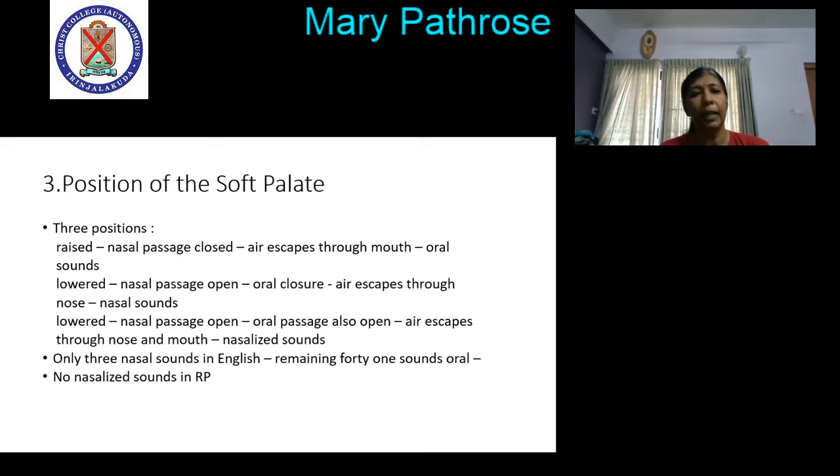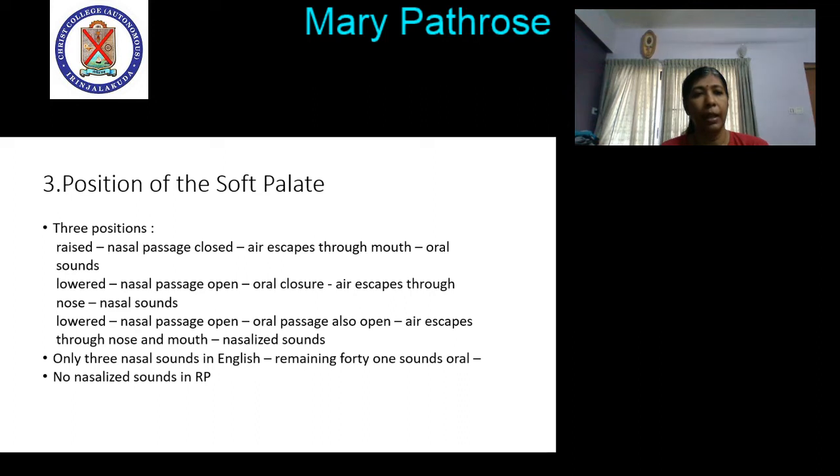The soft palate can either be raised or lowered. Depending on the position of the soft palate, we can have three types of sounds: oral sounds, nasal sounds, and nasalized sounds. In RP, we do not have nasalized sounds, we have only oral and nasal sounds. Now, when the soft palate is raised, the nasal passage is closed. The air escaping from the lungs can be pushed out or can escape either through the nostrils or through the mouth.